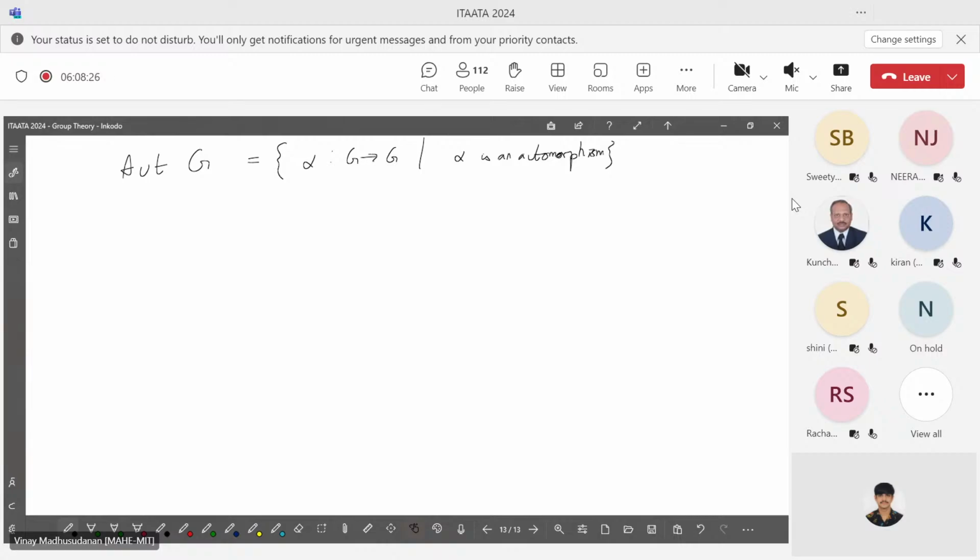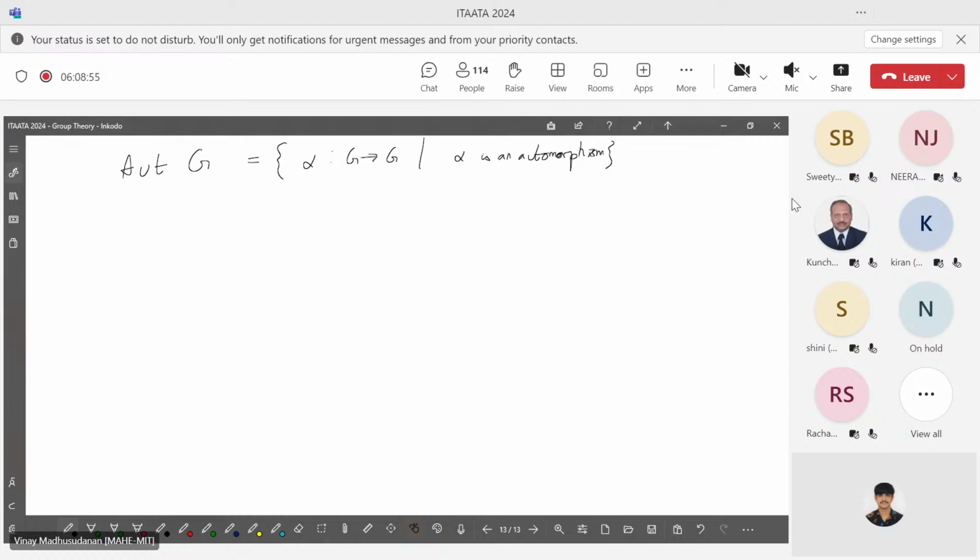The set of all automorphisms itself forms a group. Take a group and consider the set of all automorphisms on that. That itself forms a group. That's why I said it's one level higher, because we're not talking about group elements, we're talking about functions defined on the group. They together form a group. What is the operation here? Function composition.